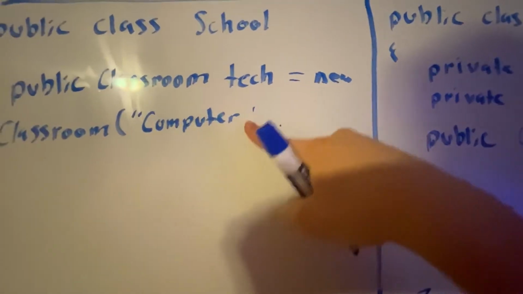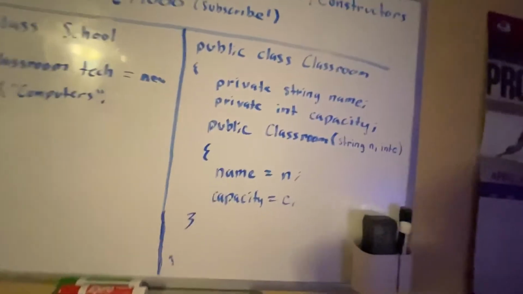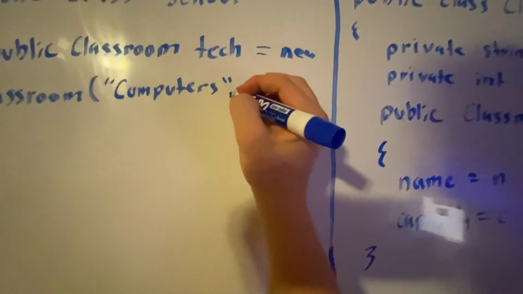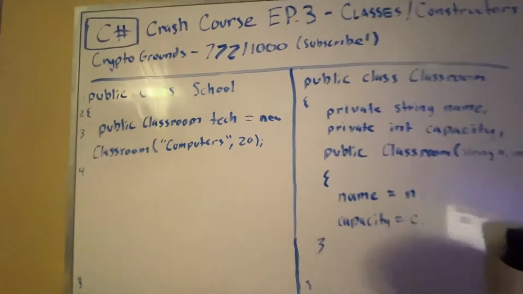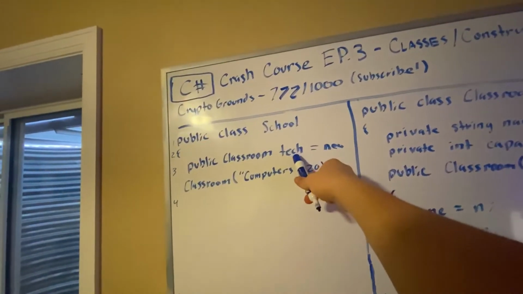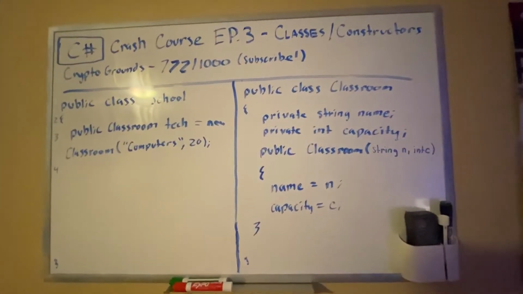We're just going to do computers. And now for the capacity, let's say we want 20. Just like that. So now we have tech. The name is computers and it's got a capacity of 20.